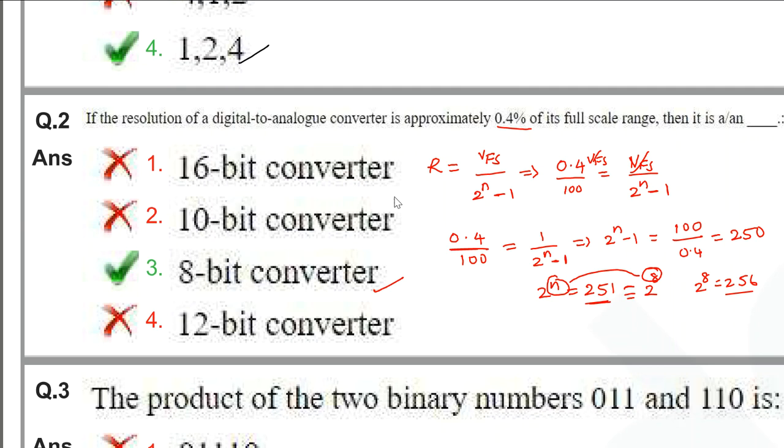I will repeat the question here. If the resolution of a digital to analog converter is approximately 0.4% of its full scale range, then it is an n-bit converter. Here we need to calculate the number of bits. For that, I have taken the formula and simplified it. After that, we get 2 power n minus 1 is equal to 250, so 2 power n is equal to 251. So what will be the range of n? The sufficient value of n is 8 here. So we'll move to the next question.